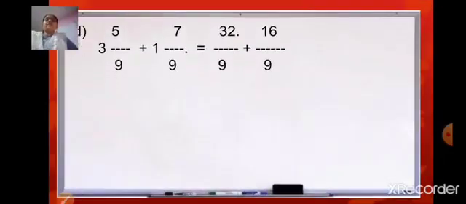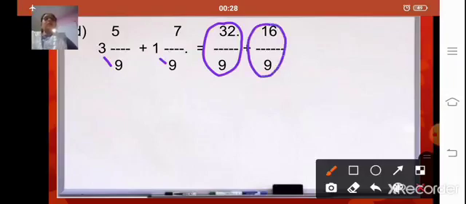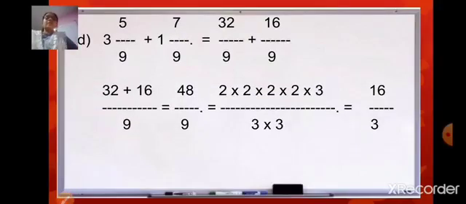Coming to the next sum. Okay, 3 whole 5 upon 9 plus 1 whole 7 upon 9. Now here children, the denominators are same. Okay, so first what we'll do is make it into improper fractions. 9 7s are 27 plus 5, that is 32 upon 9, and here 9 into 1 is 9 plus 7, that is 16 upon 9. So here as the denominators are same, you can directly add the numerators, that is 32 plus 16, which will give you 48 upon 9.